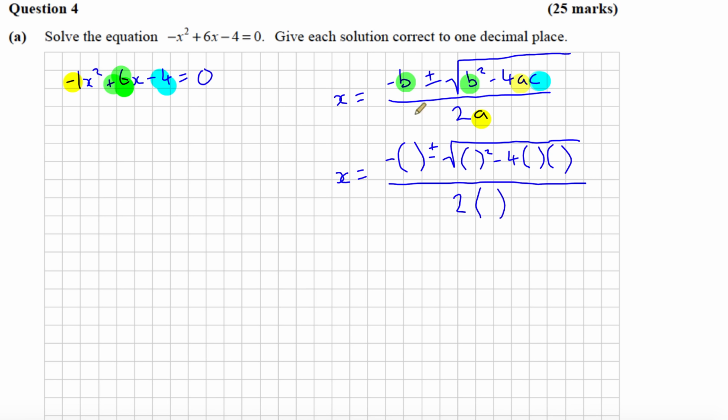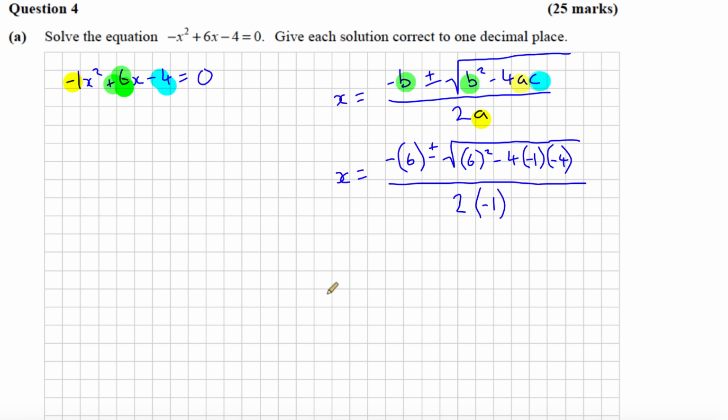So our b value is in green, that's the positive 6. So that's going to go in here and here, the two green spots. Our next one is a, which is minus 1. That'll go here and here in the two yellow spots. And finally, we've got minus 4 in the c position. So we're going to type this exactly as it looks on the calculator. Once with the plus sign, that'll be one of our answers because it says give each solution. We get two solutions to a quadratic. So we're going to do it once with plus on the calculator, find our answer, and once with negative.